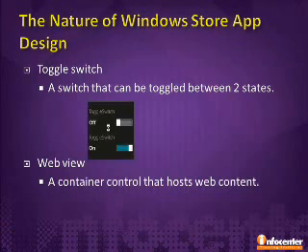Let's go forward. Toggle view, it's a switch that can be toggled between two states. It's similar to the checkboxes. Web view is a container control that hosts web content. This web content can be dynamic, you can access any website URL, or it can be static, and it can be used to represent a list of files in HTML format or other formats. So it's just a container which displays the content of the files.